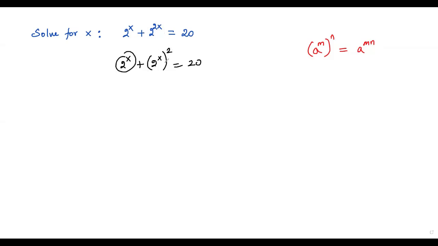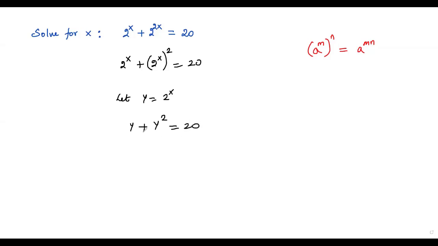Here I have 2 to the x power, and here I also have 2 to the x power. To make the solving process easier, I'm going to assign a new variable for 2 to the x power. Let me assume y equals 2 to the x power. In this equation, wherever I find 2 to the x power, it can be replaced by y. So this 2 to the x power can be replaced by y, and this 2 to the x power also can be replaced by y. Then we get y squared plus y equals 20.